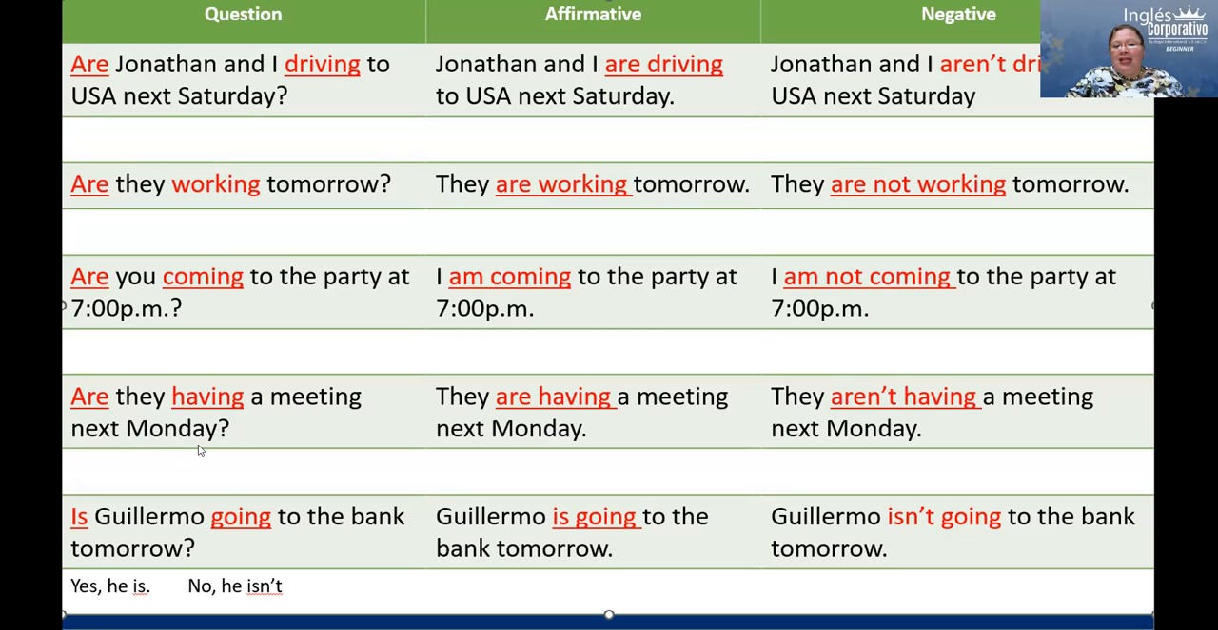Are they having a meeting next Monday? Yeah. Are they having a meeting next Monday? Esto no expresa, ¿ok? Esto no expresa esta entonación, es la correcta. Vamos a ver la siguiente, ¿vamos todos? Is Guillermo going to the bank tomorrow? Tomorrow. Yes, very good, Jacqueline. That's the intonation. Esa es la entonación, Jacqueline.